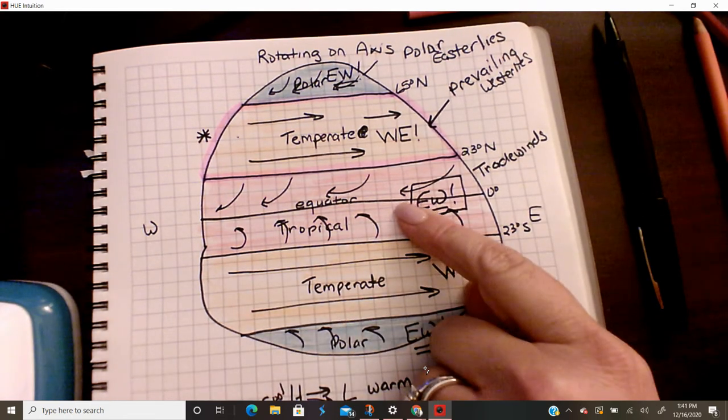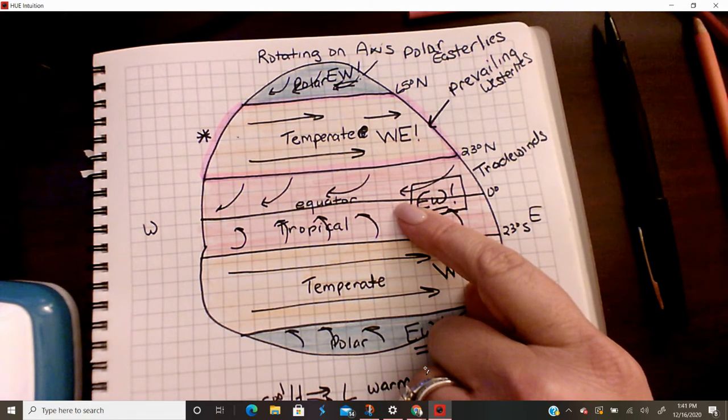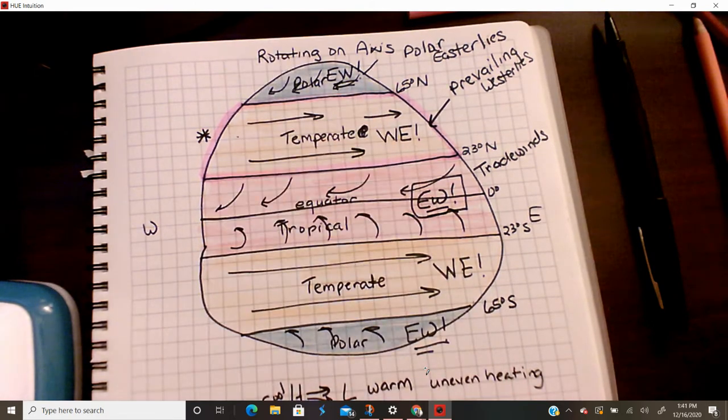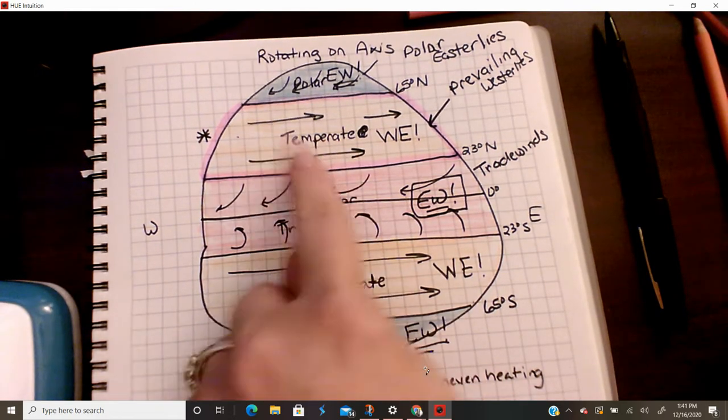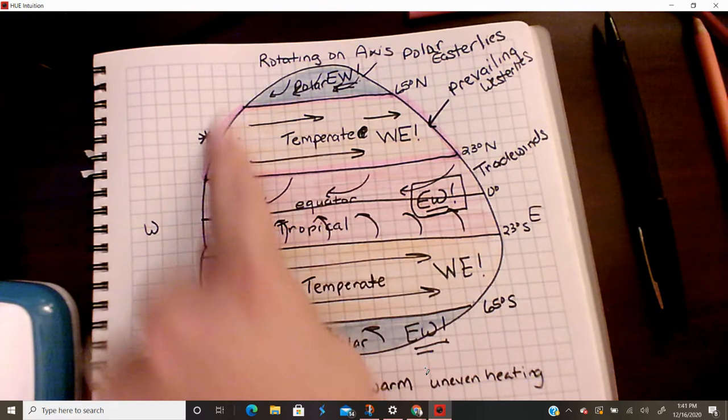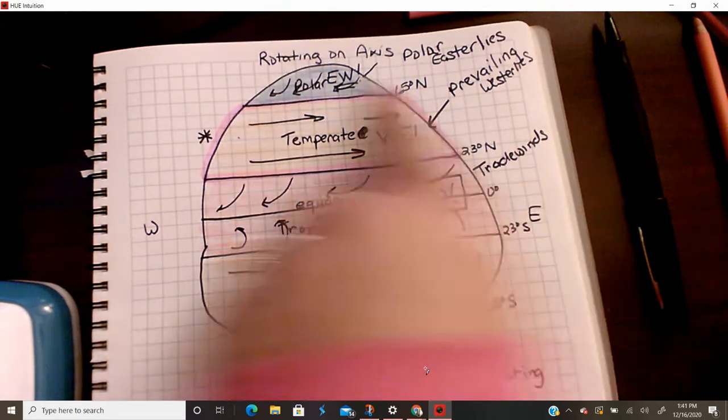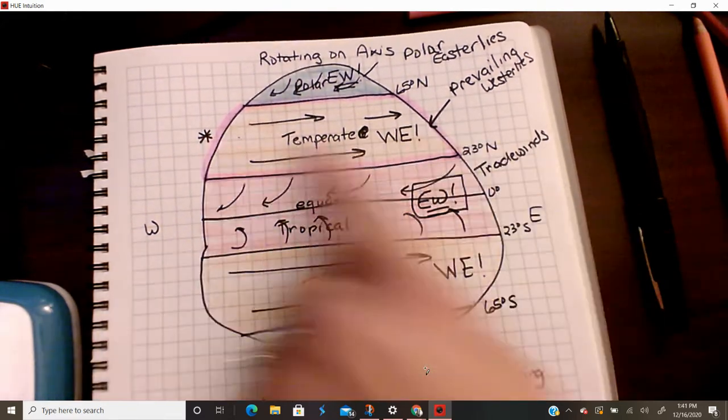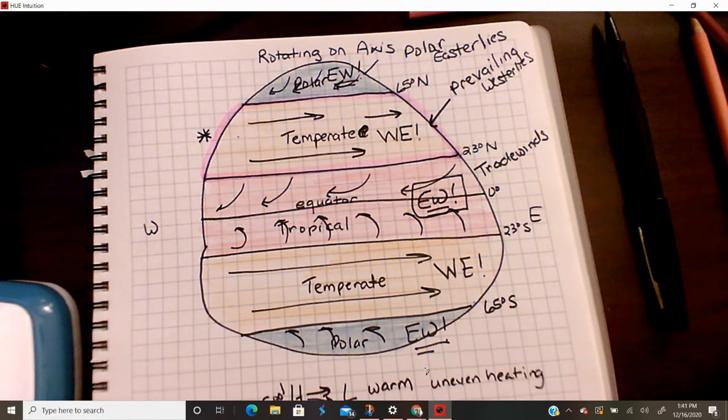Don't pick the trade winds. No. Don't pick the polar easterlies. We have to know that the global winds in North Carolina are coming from west to east. And that's the main information that you need to know for fifth grade science.